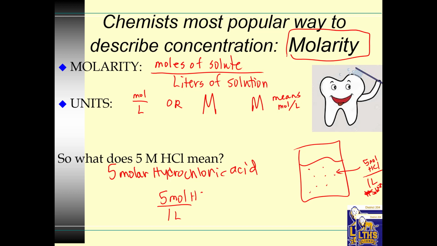What if I had half a liter? So 0.5 liters, then it would be 2.5 moles. So that when you divide it out, 2.5 divided by 0.5 equals 5 molar. Okay.